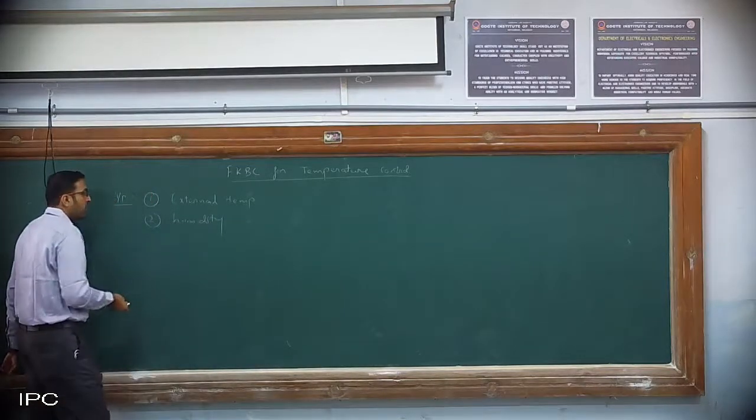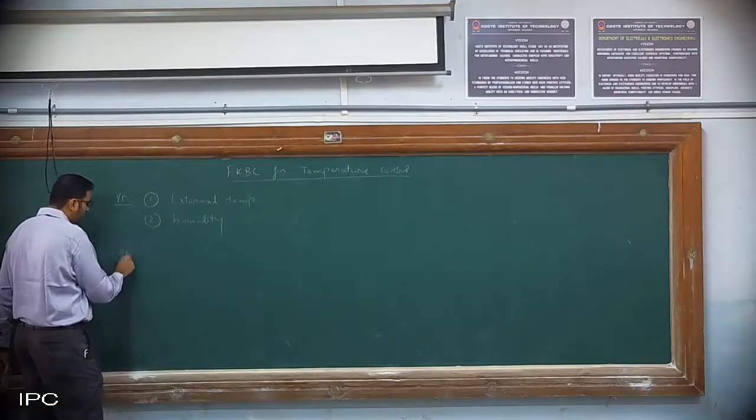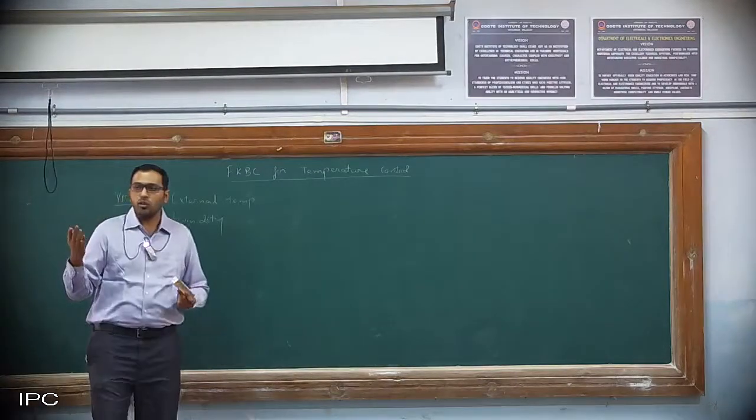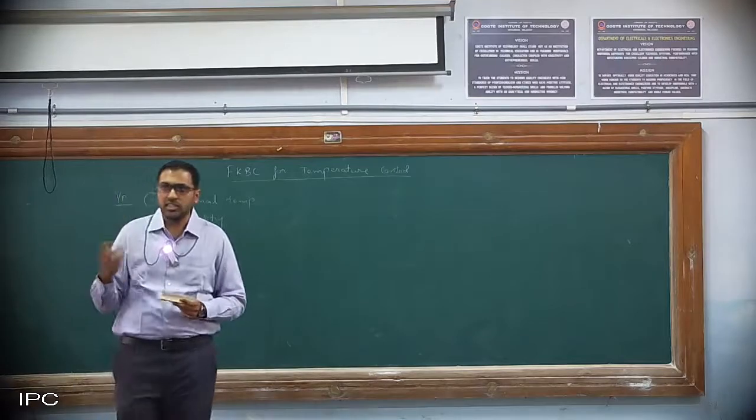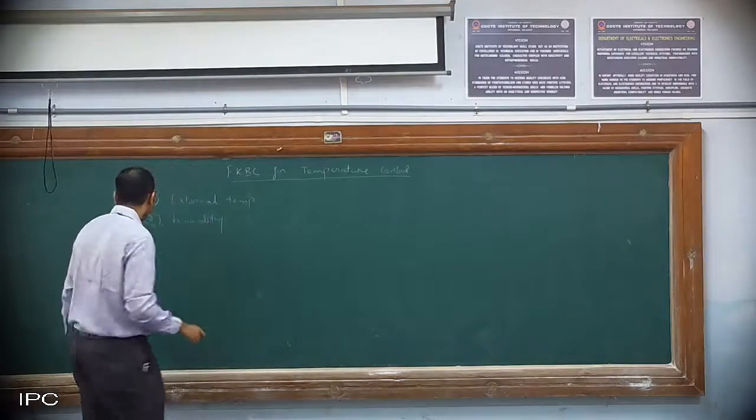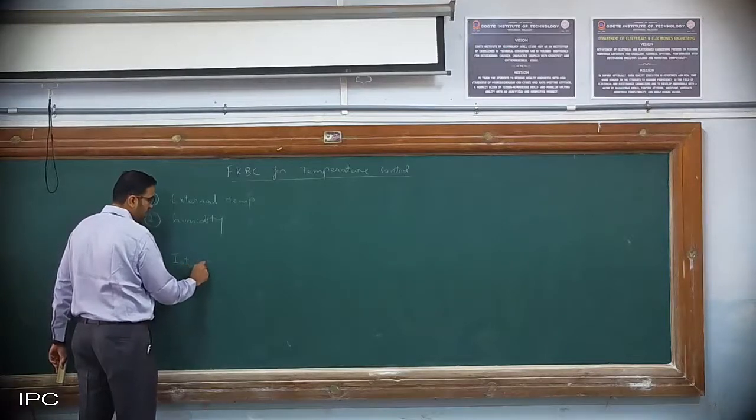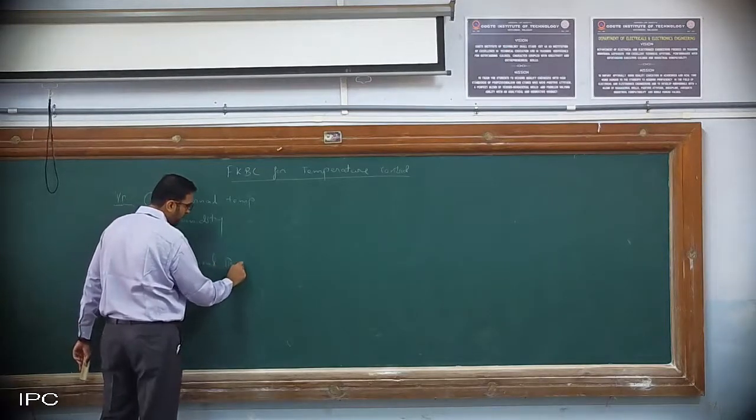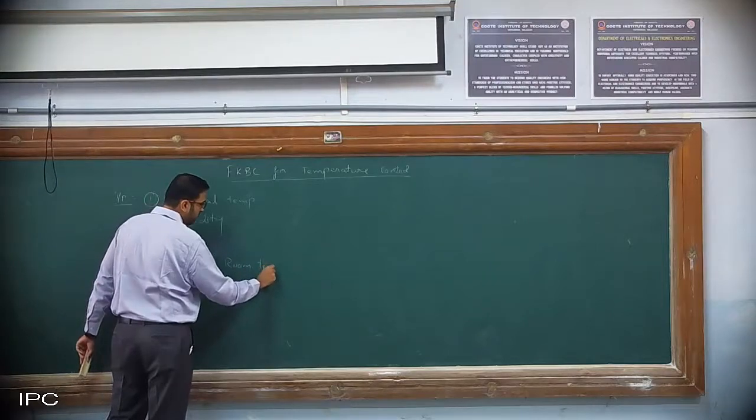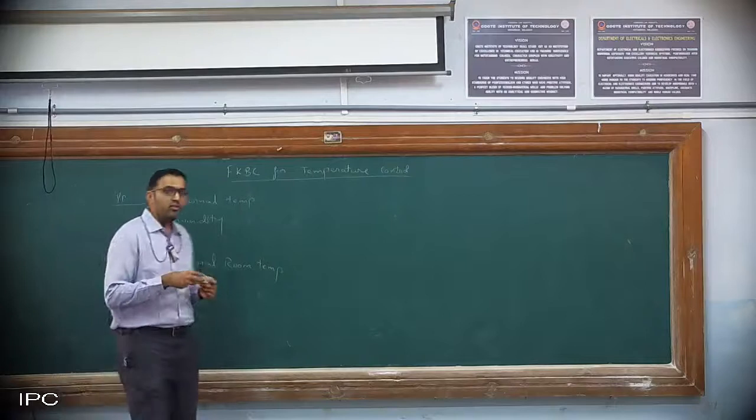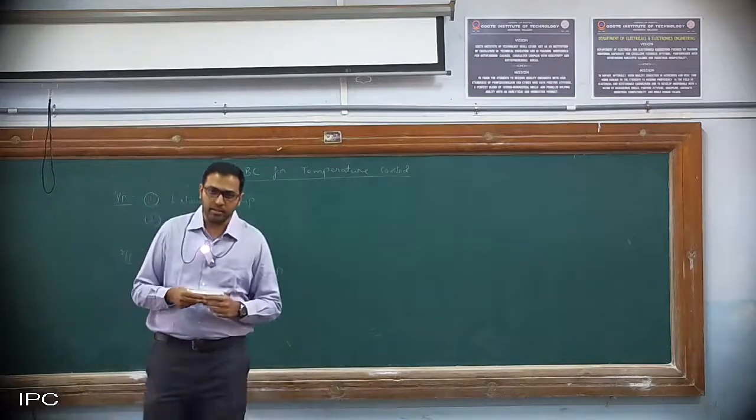Now, what is our required output? Obviously, the required output is the temperature which is there inside the room. So, internal room temperature. So this is the requirement. So now we have selected our input and output parameters.